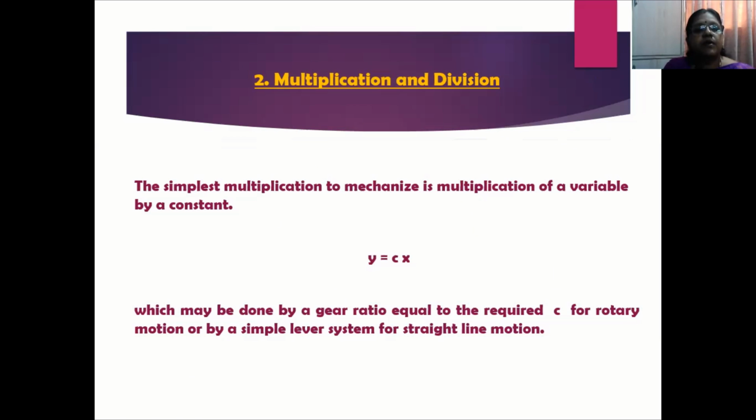There comes the next important mathematical operation, that is multiplication and division. The simplest multiplication to mechanize is multiplication of a variable by a constant. Let C be a constant and x, y be the variables. Then you can say y is equal to C into x, which is the simplest form of multiplication, which can be easily obtained by a gear ratio equal to the required C for rotary motion or by a simple lever system for straight line motion.